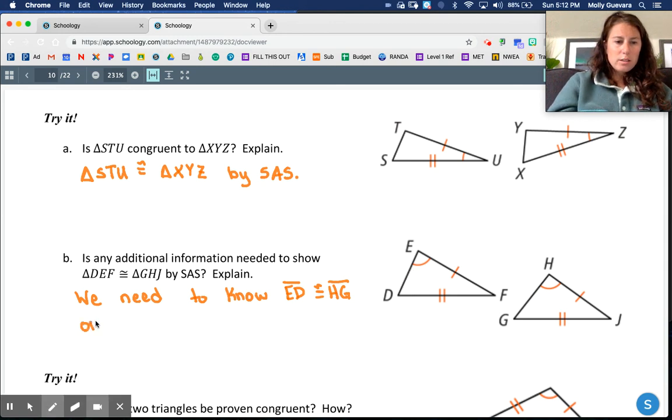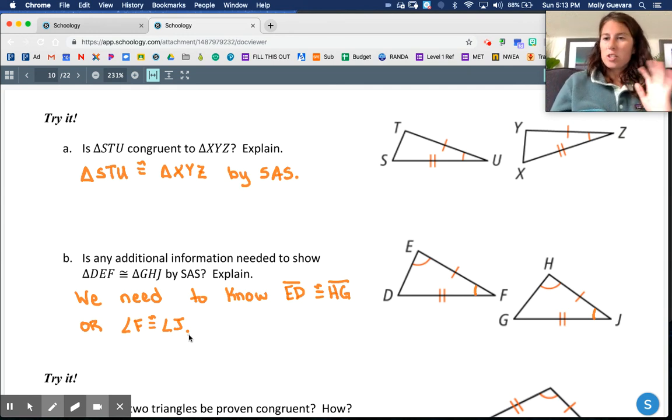Or another option is, what if I knew angle F? Right now I have the angle between the two sides, and angle J, the angle between two sides. Or we need to know that angle F is congruent to angle J. Either one of those things would give us side angle side. It doesn't have to be both. Just one would be fine. So whichever one you did, that's fine. Or if you want to write down both of them, that's fine too.